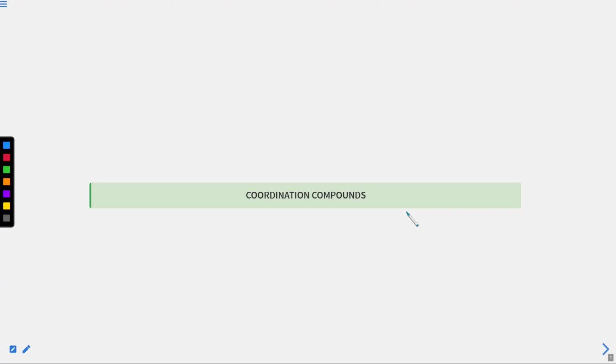So today we will start the CFT. If I talk about the previous class, in the previous class we have studied VBT. How does the hybridization take place? How does the formation of inner orbital complexes take place? So we have seen that. In today's class, we will study about CFT.